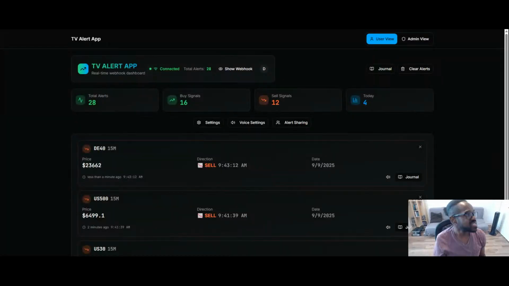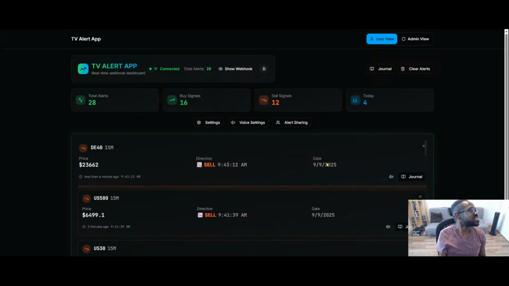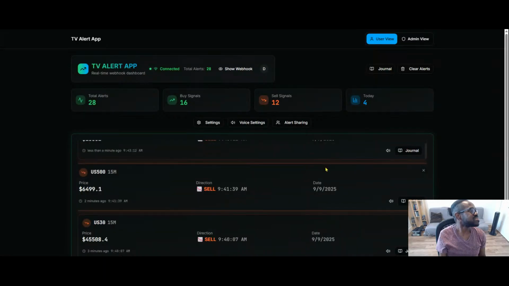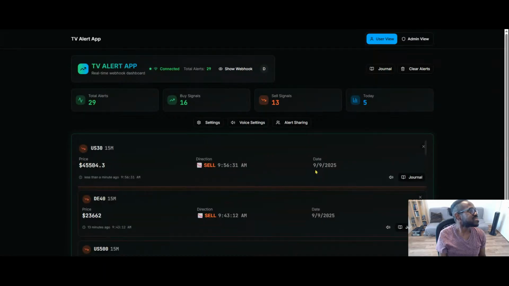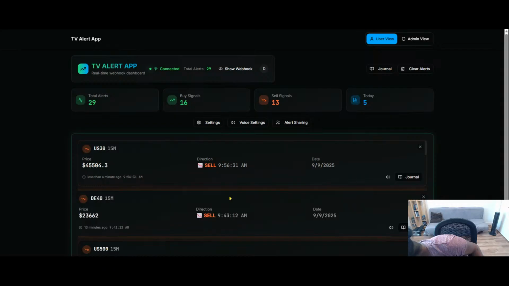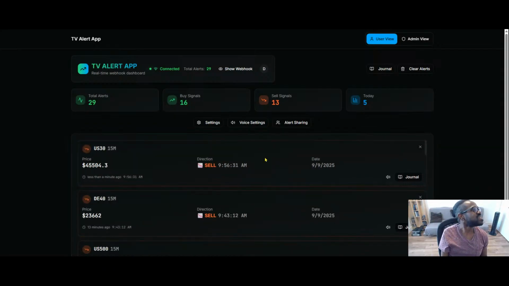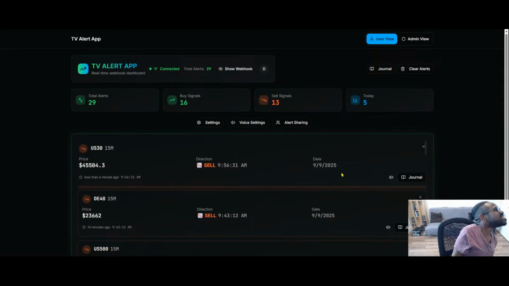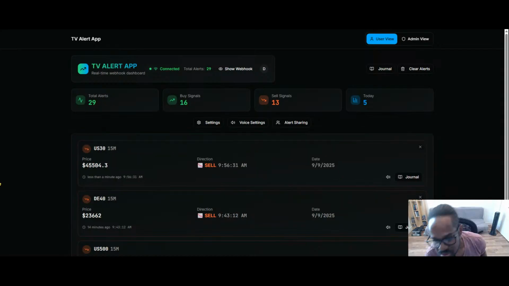So as you can see, those are the alerts. This is the alert app and the last 3 alerts that we received. Now you have a US30 sell, another US30 sell, at price 45,504.3 on the 15-minute time frame, at 9 hours 56 minutes and 31 seconds. Sell US30. Those are the alerts that you're going to receive.